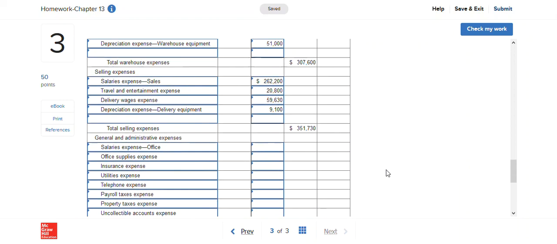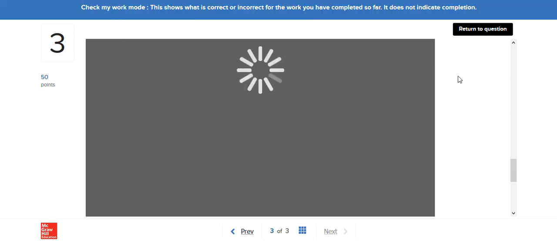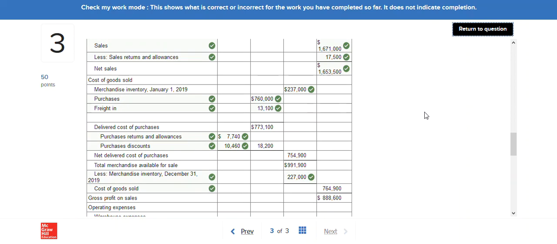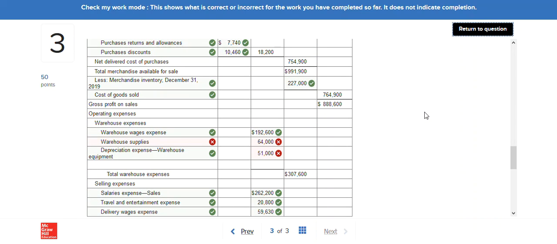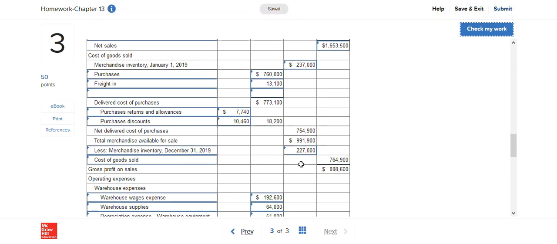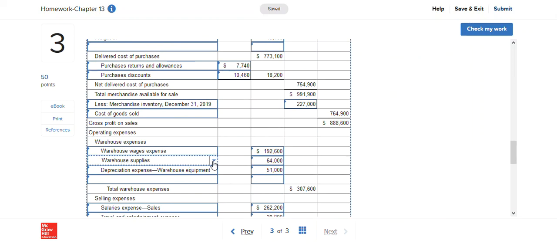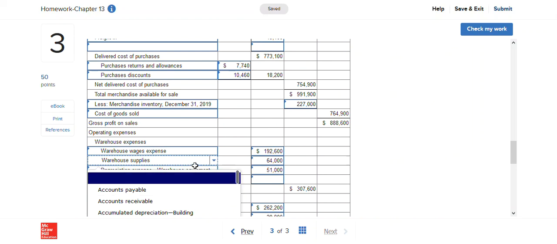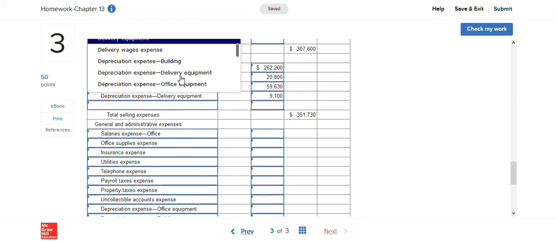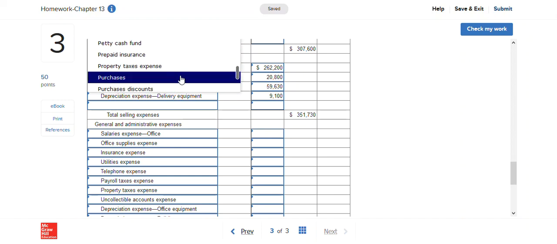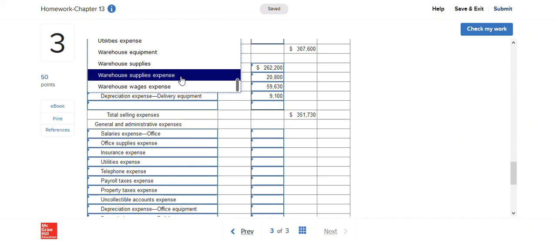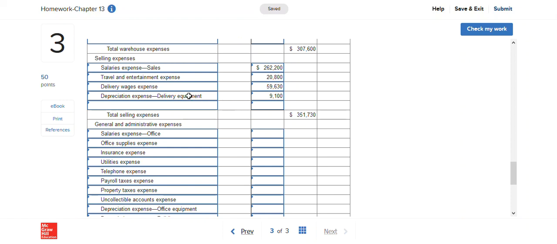All right, so let's see how we're going so far. So most of these amounts, what did I do there? Oh, I just picked up the wrong one, so it's a good thing I checked. That should be warehouse supplies expense instead of just warehouse supplies. So let's see if we can find that one. Yeah, just be careful and don't click on the wrong one. And I think I did it again.